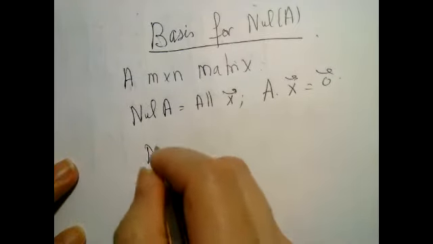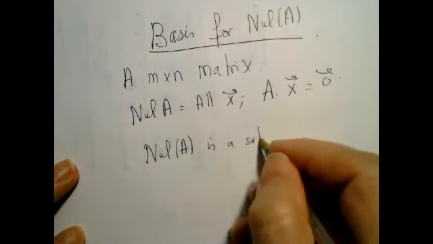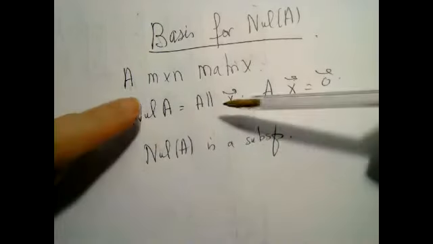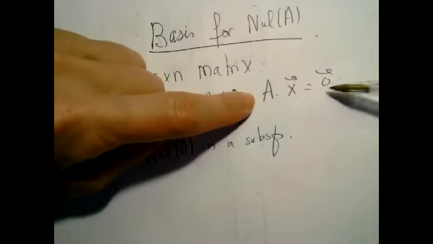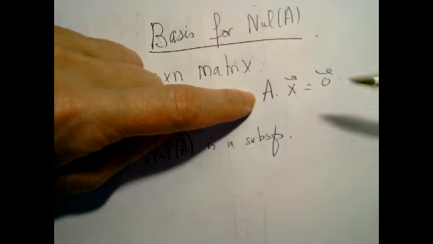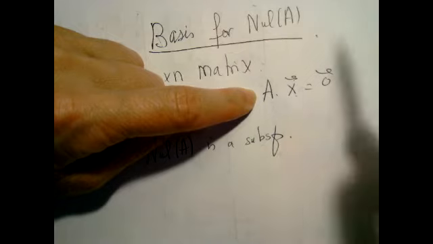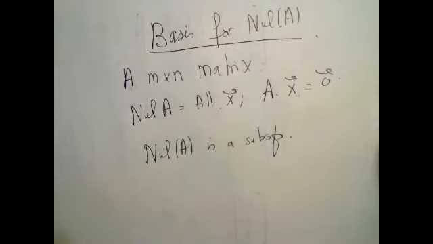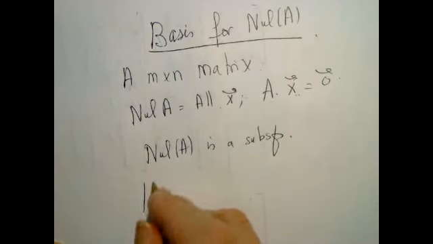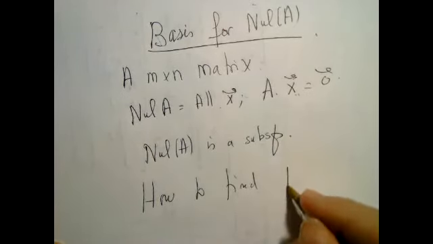And remember, I showed you twice that the null space is a subspace. It means if two vectors solve the homogeneous system, their sum will solve the homogeneous system. If a vector solves the homogeneous system, stretching the vector will create another solution. That's really the heart of a subspace. Now we're going to find a basis for it. So the question is how to find a basis, and I will elaborate by an example.